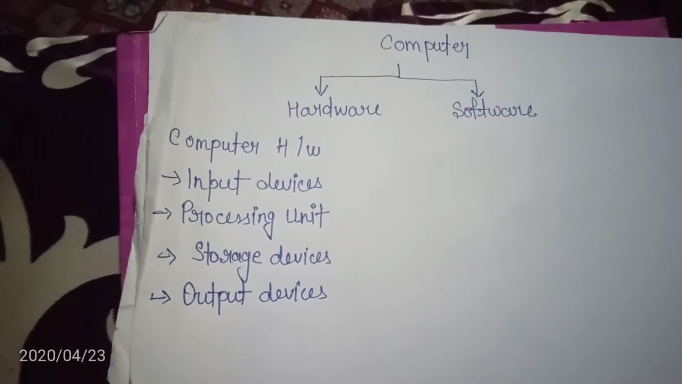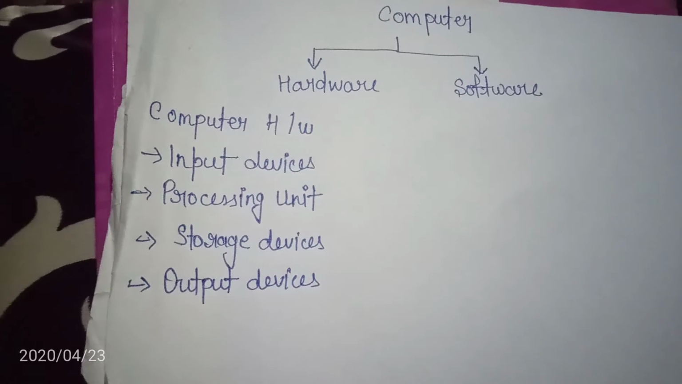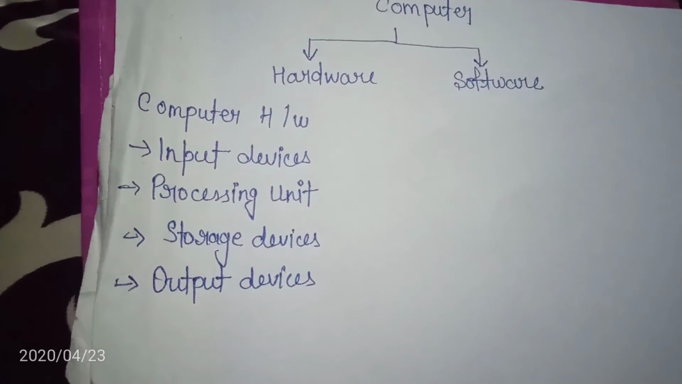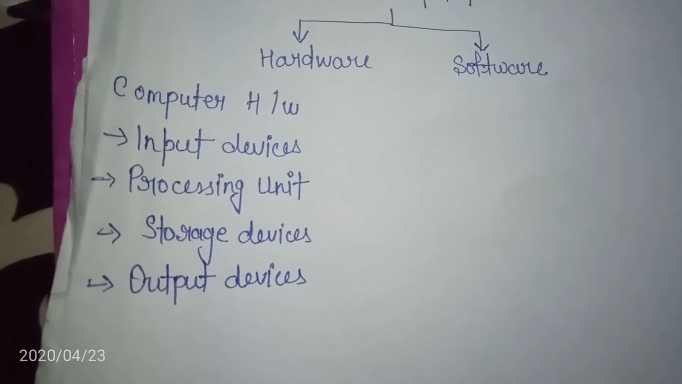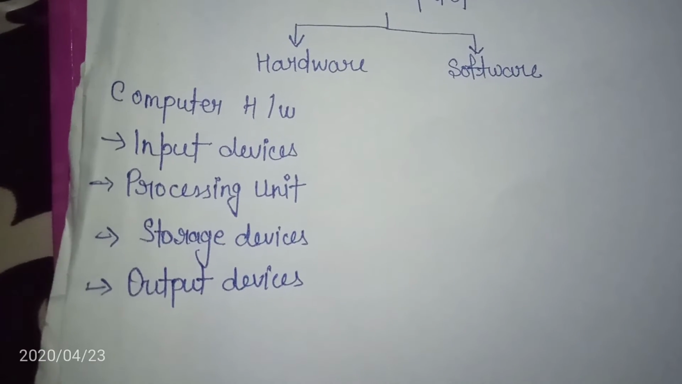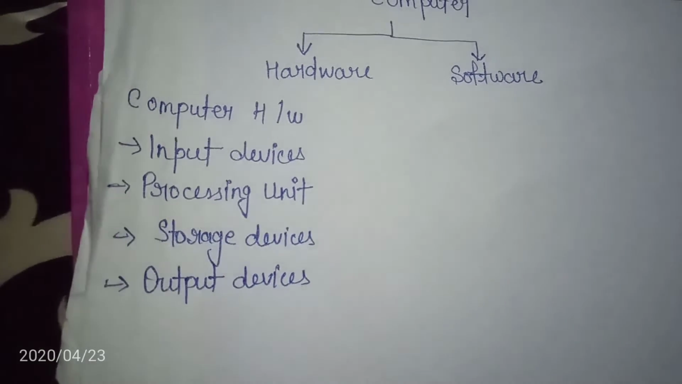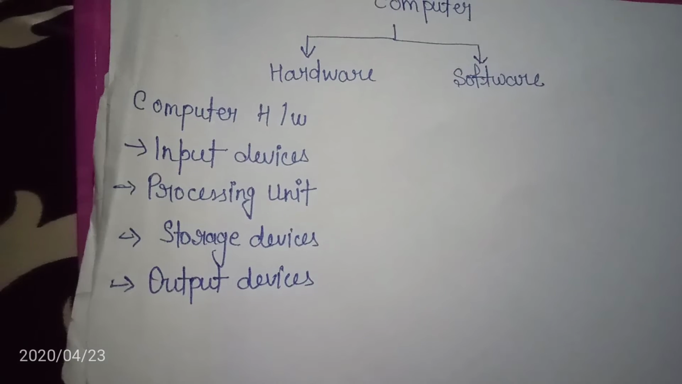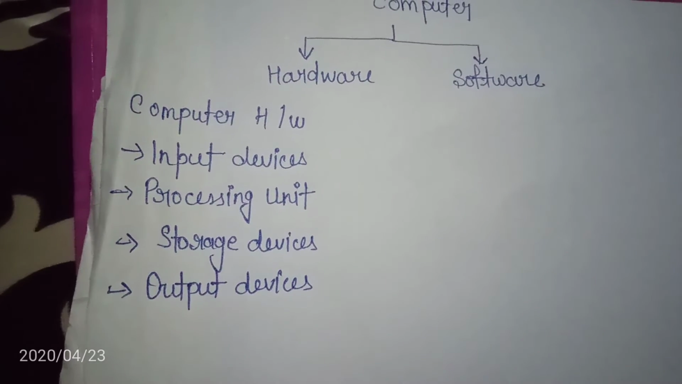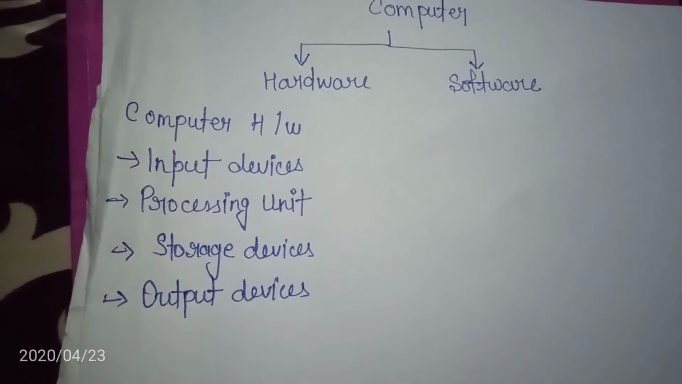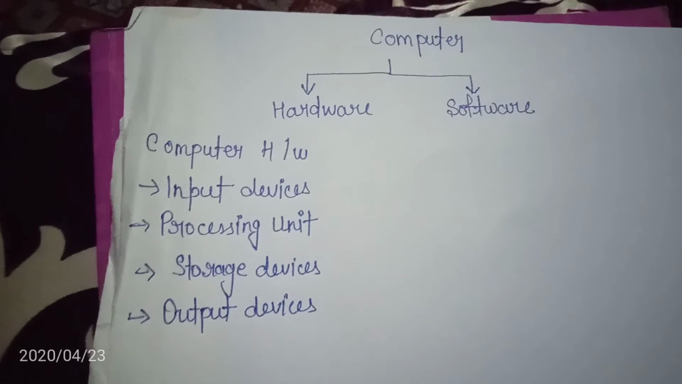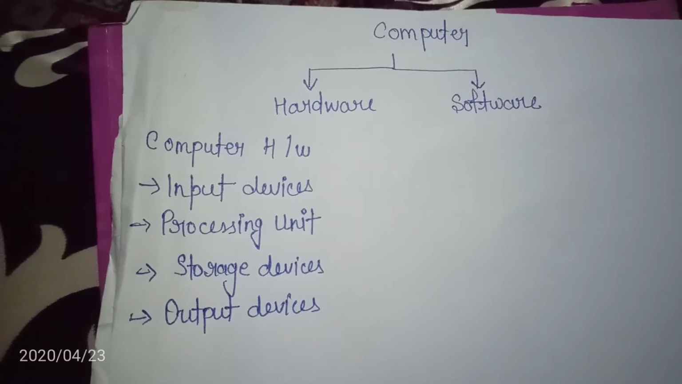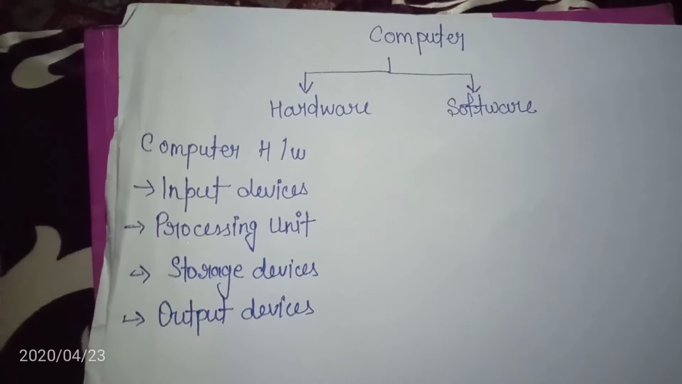Next we have output devices. Output devices display the result after the processing. Whatever result we get, it displays that. It can be in the form of picture or video or sound, anything. So monitor and printer are the main output devices, like keyboard and mouse are the main input devices. In the same way, monitor and printer are the main output devices.